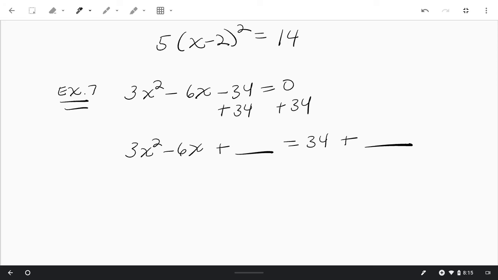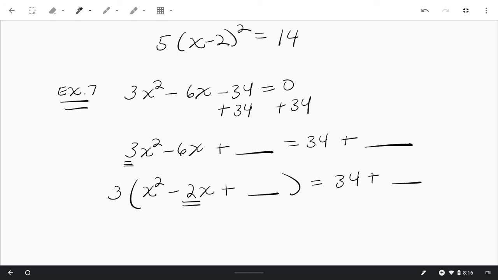Okay, so I see that I have a 3 right here. So I'm going to factor out that 3 on the left-hand side. So I get x squared minus 2x plus blank equals 34 plus blank. Okay, so over here, I'm going to take half of 2, which is 1, and I'm going to square it. So I'm adding 1 squared on this side, but remember, we also have the 3 out here, so it's 3 times 1 squared.